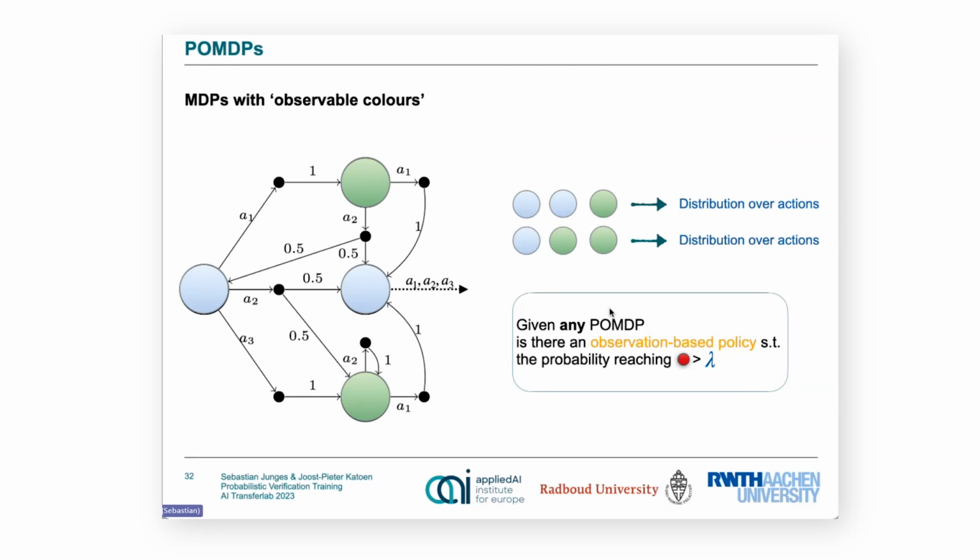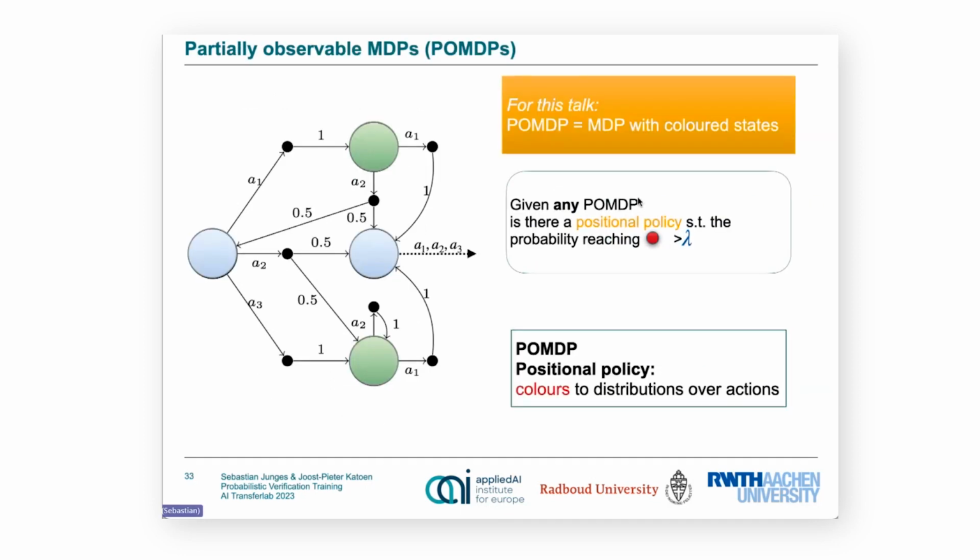How does this relate to parametric Markov chains? So you can think about these POMDPs as having states, and in every state you observe a color. And now the question in POMDPs always is, if you have a POMDP, if you have a sequence of colors, is there a policy that reaches some red state with a probability bigger than lambda? I know that there are some different variations of POMDPs, but for this talk, really, please bear with me here.